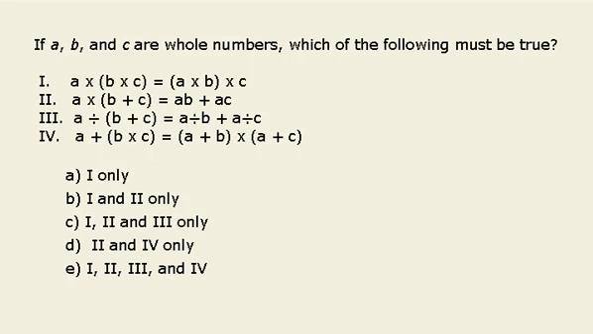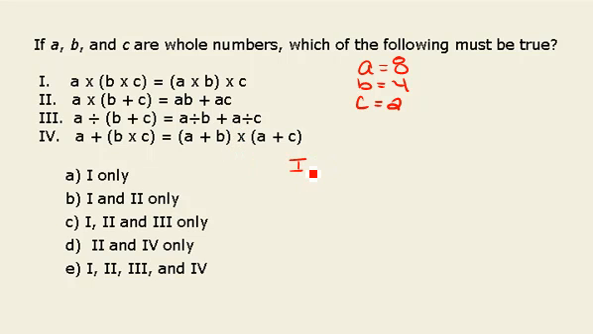If a, b, and c are whole numbers, which of the following must be true? We are given four equations, and we want to verify that the left expression is equivalent to the right expression. We can solve this by picking examples for a, b, and c. For example, if we let a be 8, b be 4, and c be 2, we can verify which of the following four are equivalent.